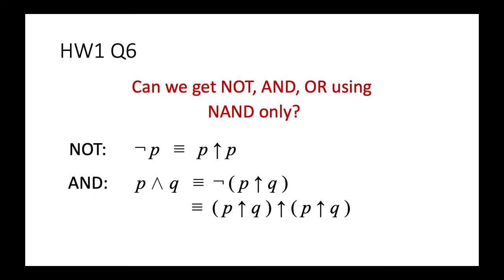Now, one of the parts already gives us the solution for how to obtain not. To obtain not of a proposition, we just take the proposition and NAND it with itself. So we will see that P NAND P is equal to not P. To show this is also very easy. We can draw a truth table and find that it is correct.